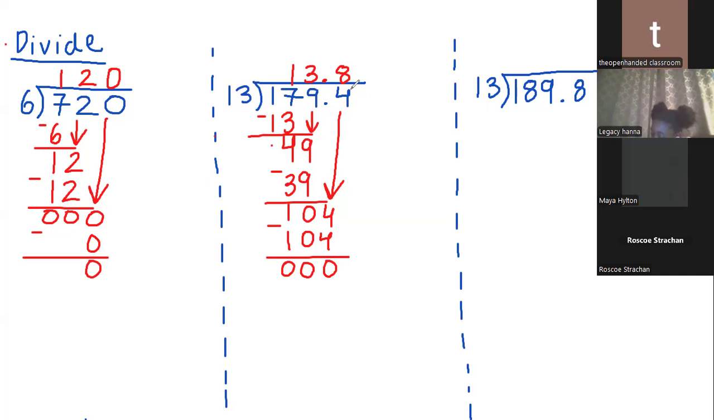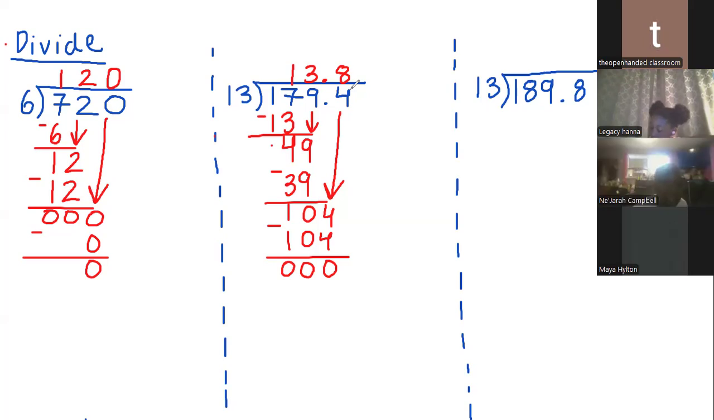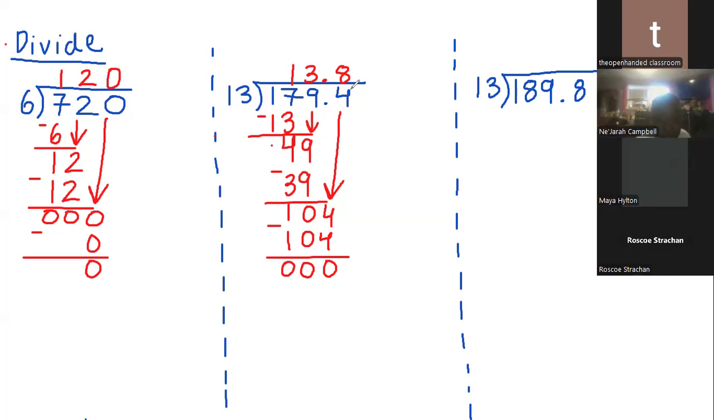Roscoe, you have to show your work in. See, my working is on the side. That's not the right work. No. I need to see the right work. That's like how I have mine.